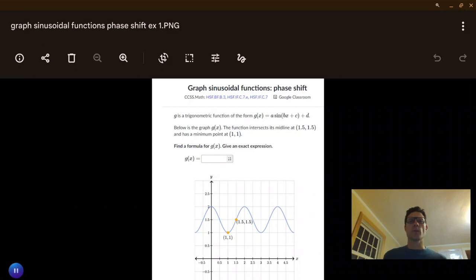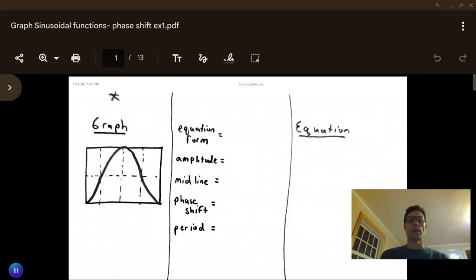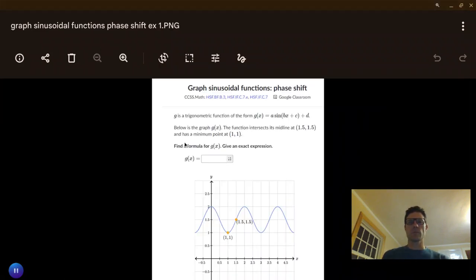Okay, so we're given the graph below, and we're asked to write the sinusoidal function. As I was talking about in our little chart here, we're starting at graph, and we're going to try to make our way over to equations. Okay. So the first thing I want to do is identify where my function starts. I know it doesn't really start anywhere. It goes on forever and ever.